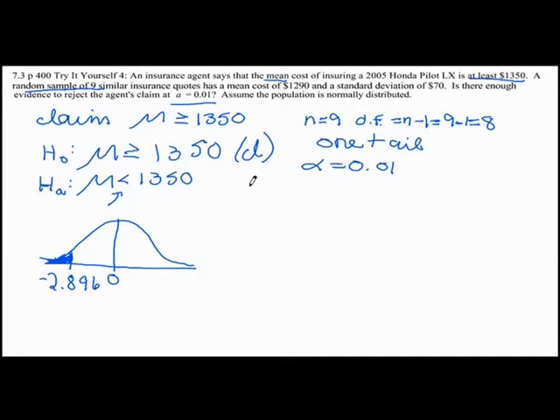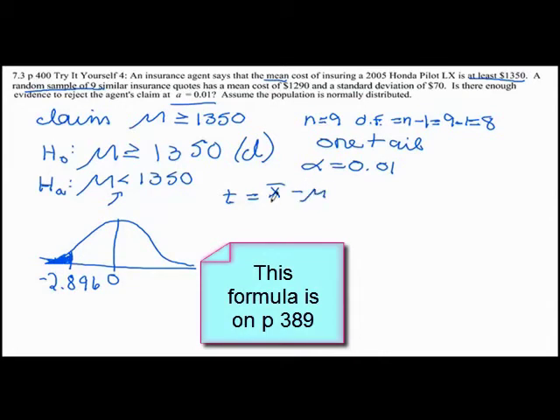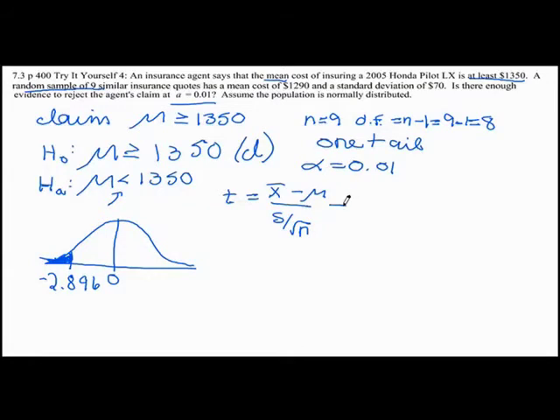And now the next thing we do is we need to calculate our t. The formula for our t is going to be x bar minus mu over the standard deviation divided by the square root of n. In this case, our x bar is our sample mean, which is 1290, minus the mu right here, which is 1350, divided by the standard deviation they give us of 70, divided by the square root of our n, which is 9. And so let's put that in our calculator.